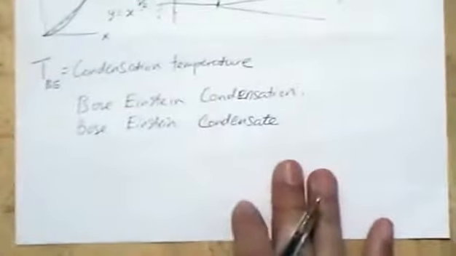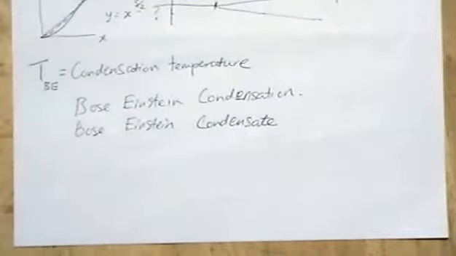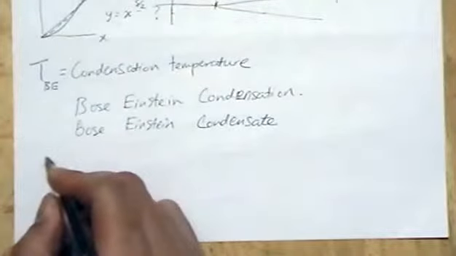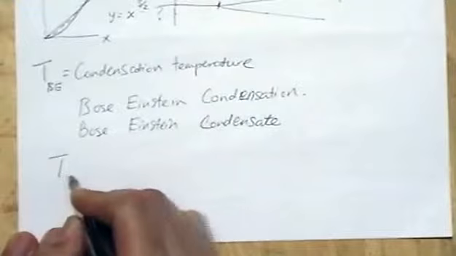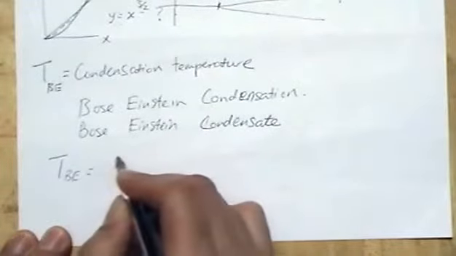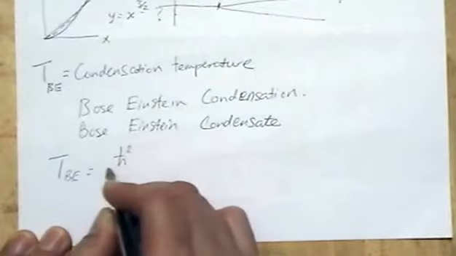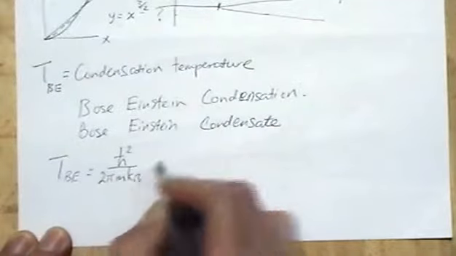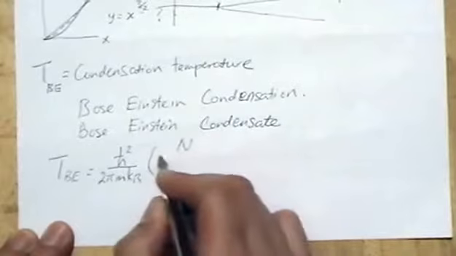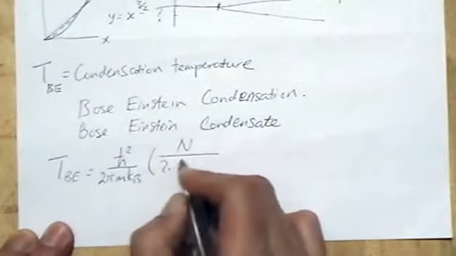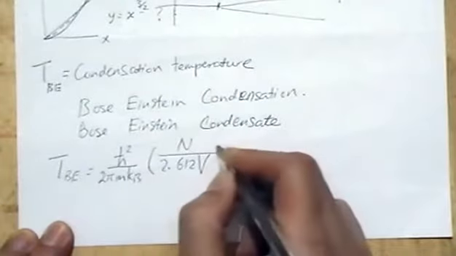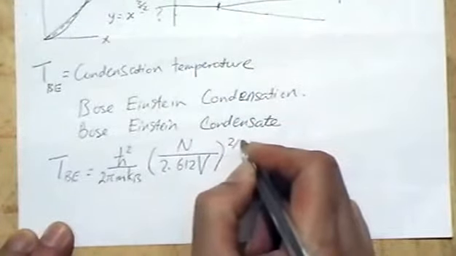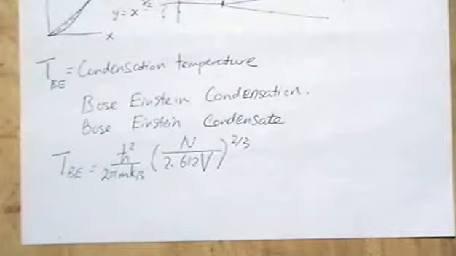Let me just write down the answer. And this is what the solution for TBE looks like: h squared over 2 pi m kB, bracket N over 2.612 volume, to the power of 2/3. That's the TBE.